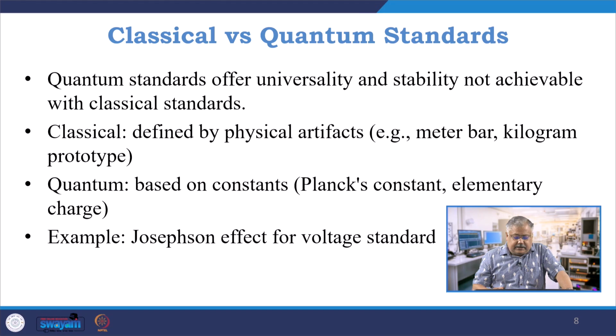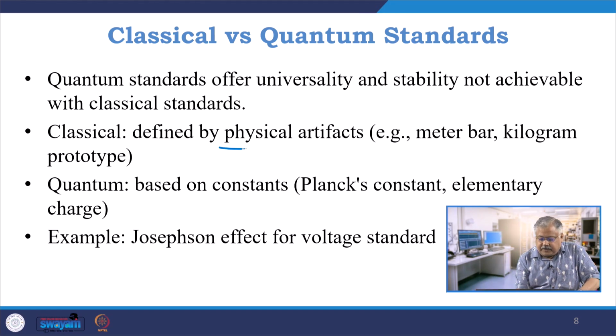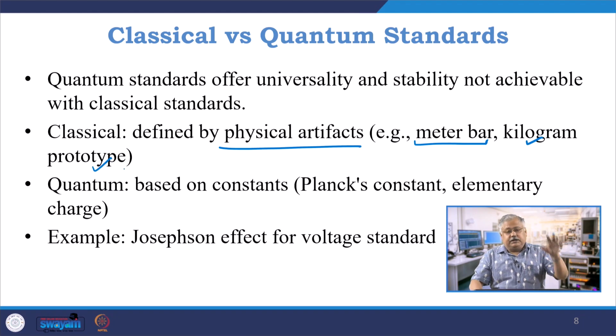Similarly, classical standards are defined by a physical artifact. For example, you have a meter bar or a kilogram, whatever the prototype is that you have. These standards are kept at a very regulated temperature, and regulated physical parameters are maintained, and that happens to be a benchmark in a sense. In quantum, we do not do that benchmarking in that way. In quantum, what we do is based on constants, for example, Planck's constant, elementary charge and so forth. Another example is the Josephson effect, where we consider the voltage standard.